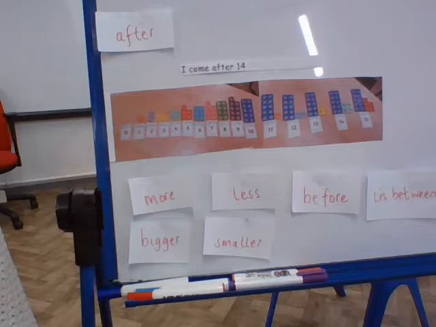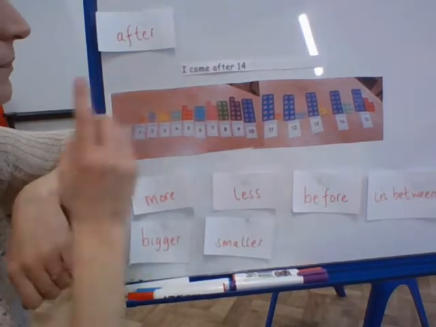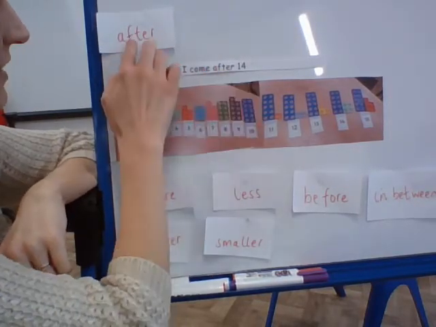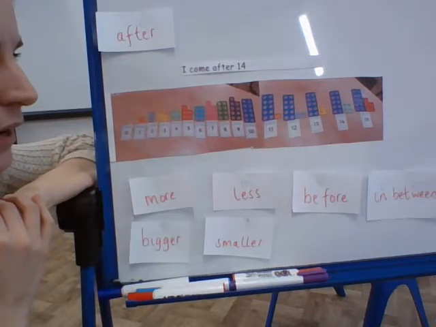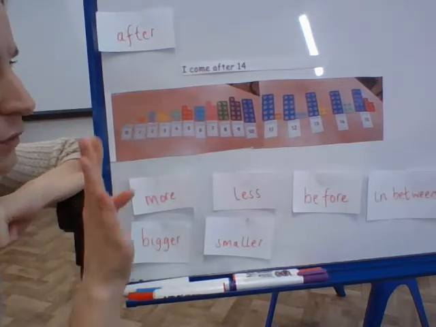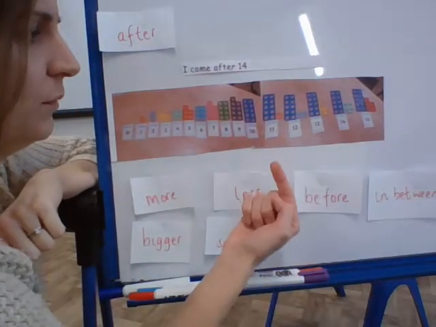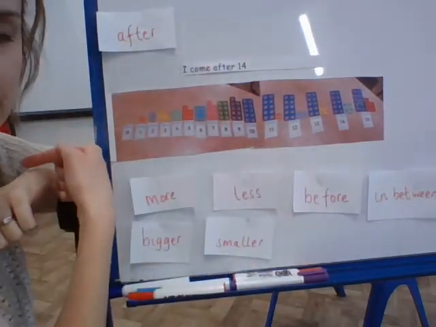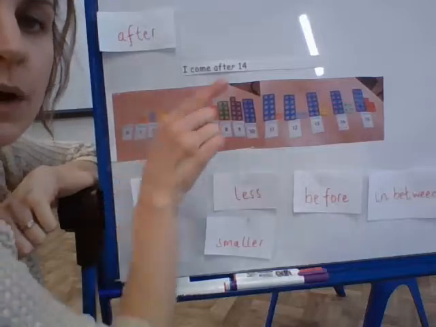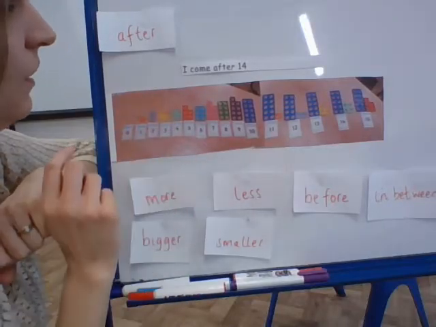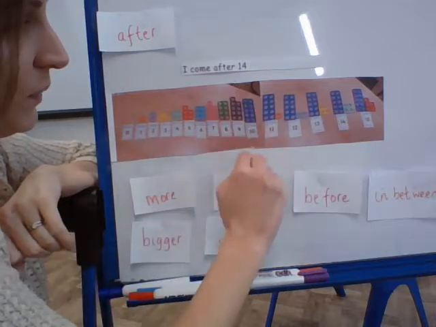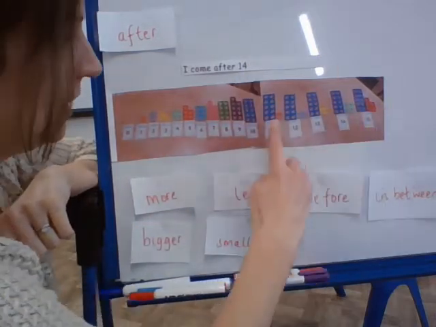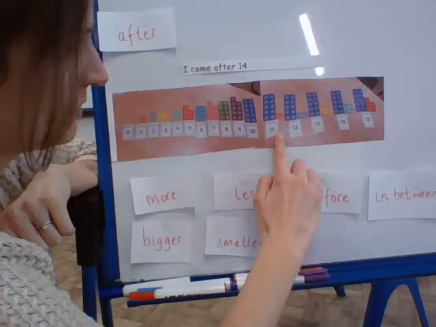Oh, it's another after question. Let's read it. I come after 14. Okay, so come after. So if we're doing after, are we going to go this way up our number line or back down our number line? Well done, we're going to go up our number line, aren't we? What number should I start on? 14, it's in the question, so I need to find 14. Can you tell me when I'm on 14? Tell me when to stop.